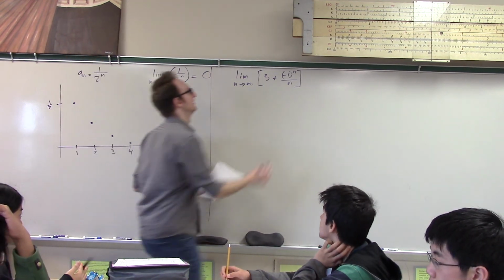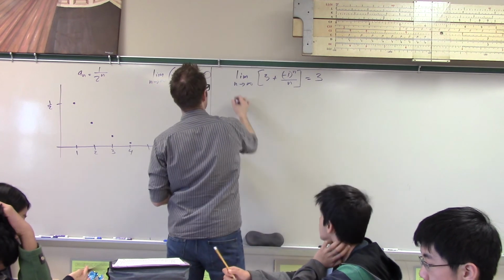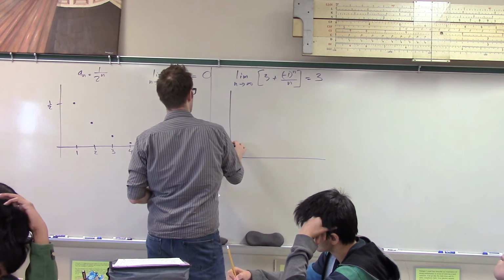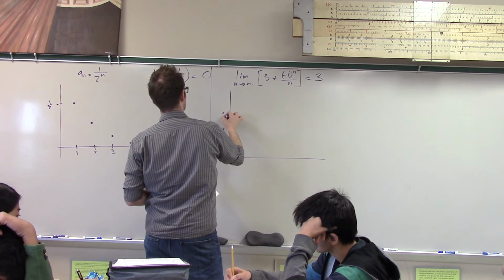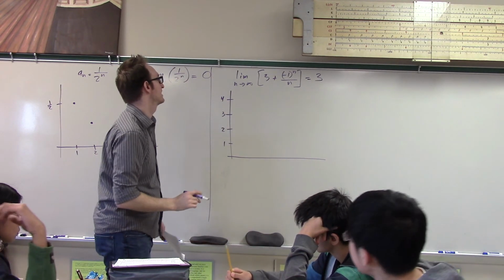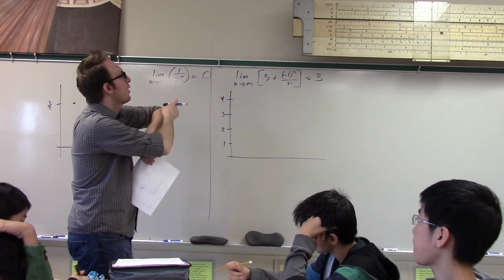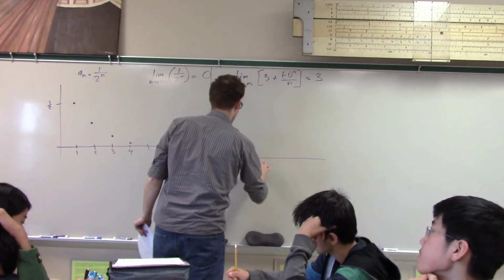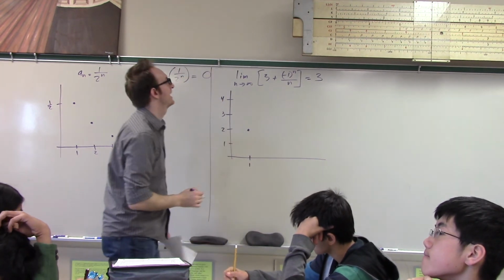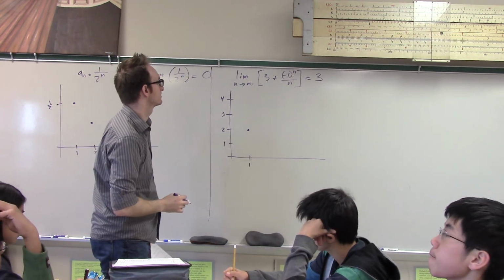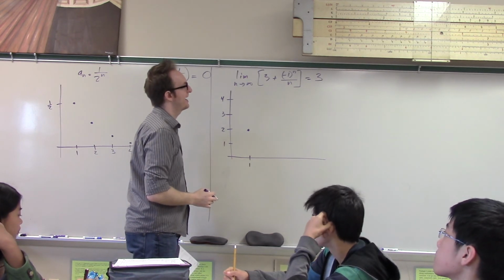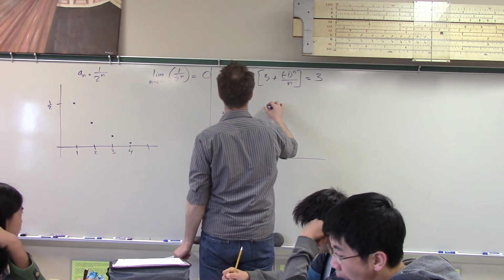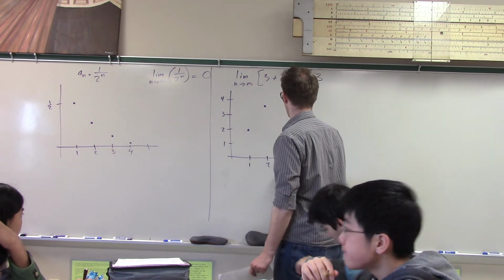3. Where did you get that from? Well, he probably did something like this in his head. Let's make a graph. So 1, 2, 3, 4, something like this. When I plug in n equals 1, what do I get? I get 2. When I plug in n equals 2, what do I get? Yeah, I get 3 plus a half. So that's like there. When I plug in 3, what do I get?